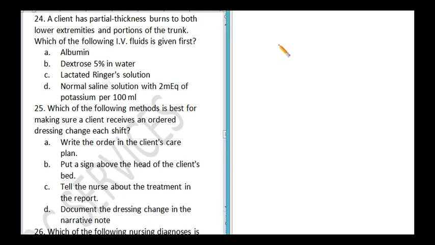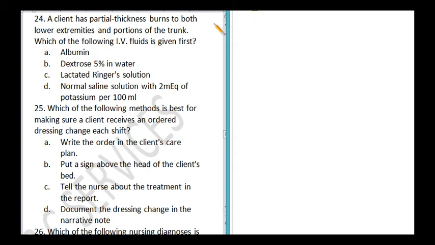Number 24. A client has partial thickness burn to both lower extremities and portions of the trunk. Which of the following IV fluids is given first? A. Albumin. B. Dextrose 5% in water. C. Lactated Ringer's solution. Or D. Normal saline solution with 20 milliequivalents of potassium per 1000 ml.